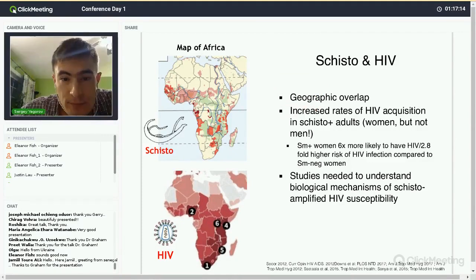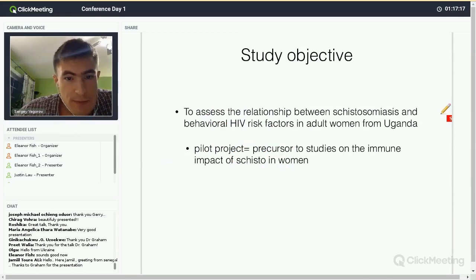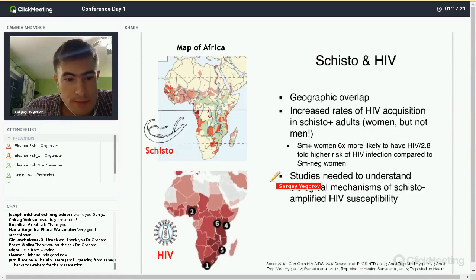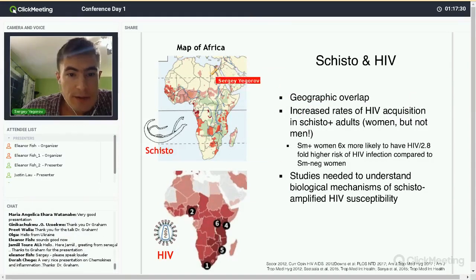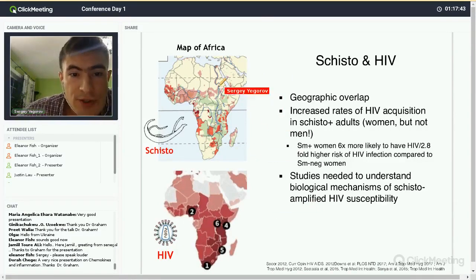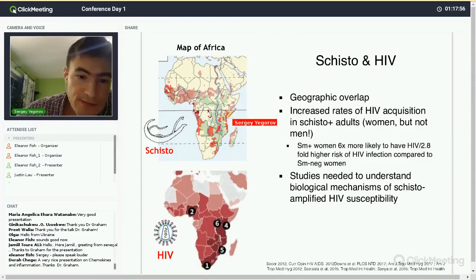These are the maps of Africa. The map you see above is schisto. The one below is for the distribution of HIV. As you can tell from looking at these maps, schisto and HIV overlap geographically, and there's some epidemiological evidence that schistosomiasis can increase HIV susceptibility.